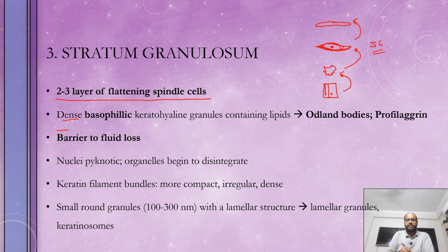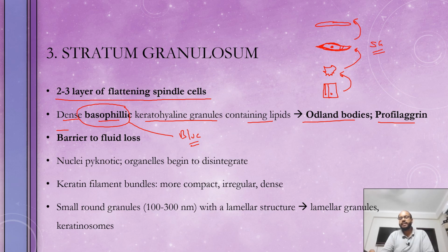The granules are dense, basophilic keratohyalin granules. Remember, basophilic means they will appear blue on H&E stain. And they contain majorly lipids. These granules are known as Odland bodies. Also the cells of stratum granulosum have profilaggrin. These two entities, Odland bodies and profilaggrin, along with a lot of other entities, are important in the process of keratinization. What is actually happening is that the cell, as it moves from the basal layer to the upper layers, is converting itself into a corneocyte, a keratinized corneocyte.